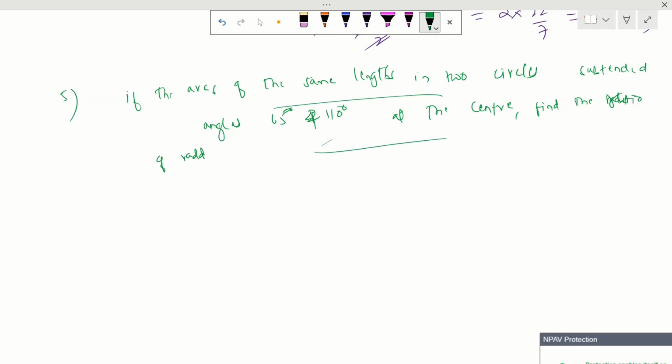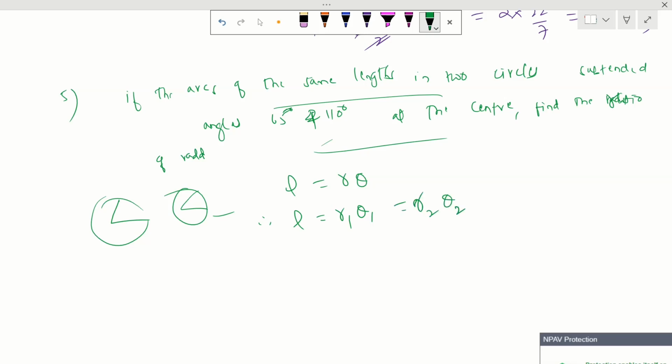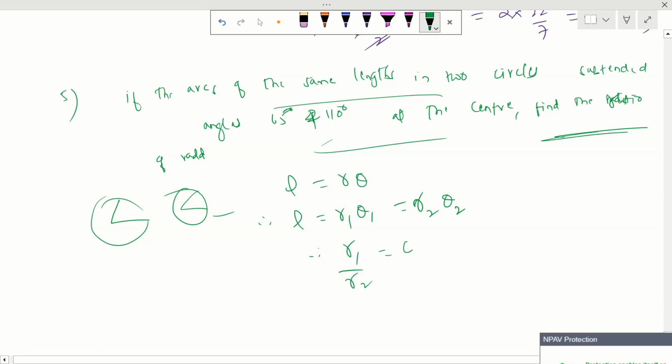So this problem is based on what? Two circles are there. The arcs of the circles are the same, which means what? We know that L is equal to r theta. Therefore, since the arcs of the two circles are the same, we get r1 theta 1 is equal to r2 theta 2. Then we have to express the ratio of the radii, r1 by r2. Then it becomes theta 2 by theta 1.